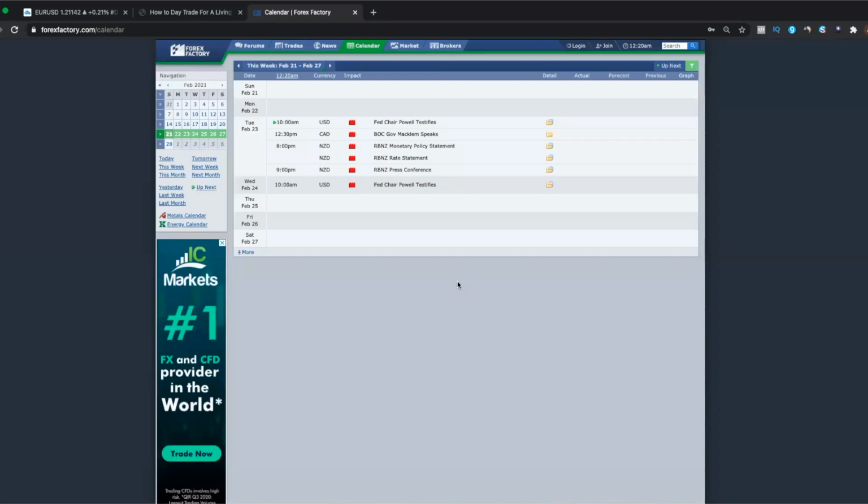So the first thing that we always do is that we look at the Forex calendar. Why do we do so? Because we want to know which are the currency pairs that could potentially move, and also what the likely market condition is going to be.